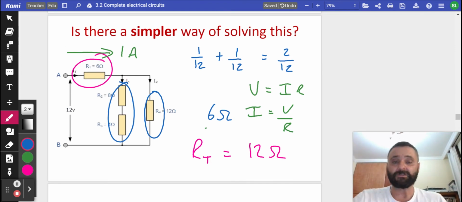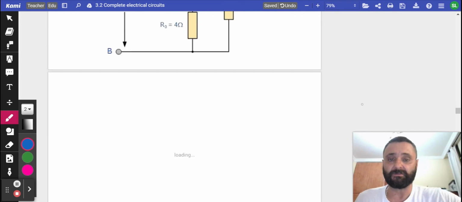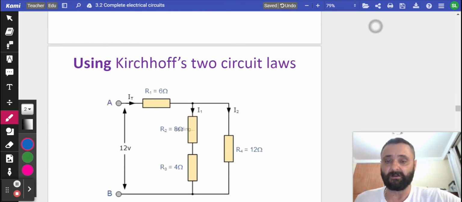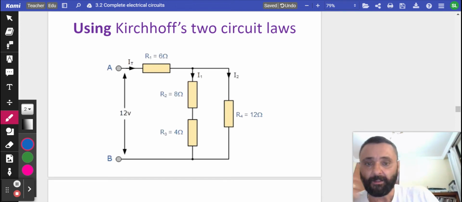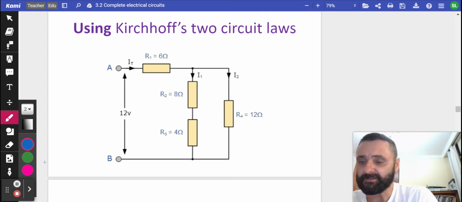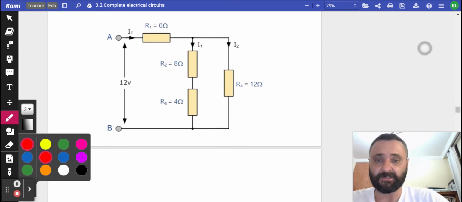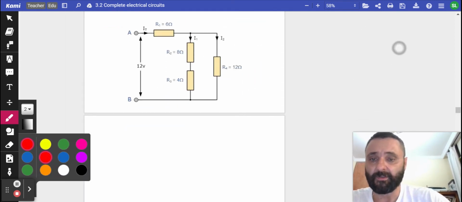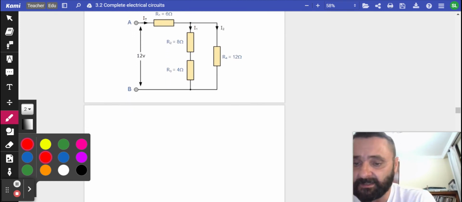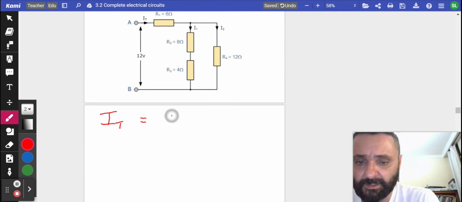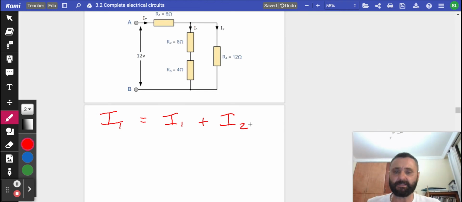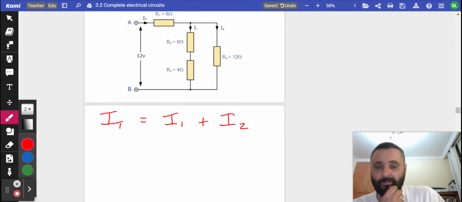Right, how to solve this using Kirchhoff's laws? This is where we got a little bit stuck today. So the current law, quite straightforward. This is going to give us our first simultaneous equation. The current law obviously tells us that IT is equal to I1 plus I2. Easy peasy. Now, what about the voltage law?